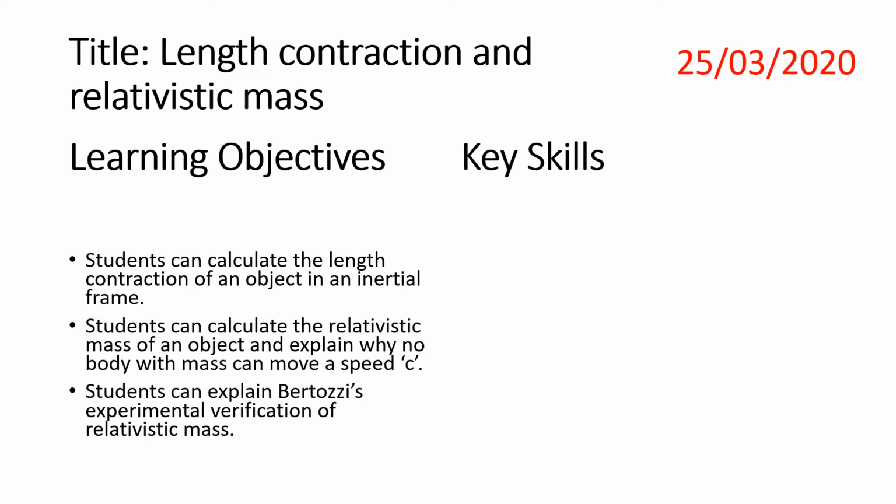Hello, today we're going to finish the turning points topic by going over length contraction and relativistic mass. By the end of today's lesson, you should be able to calculate the length contraction of an object in an inertial frame. You should be able to calculate the relativistic mass of an object and explain why no body with mass can move at speed c. And finally, you should be able to explain Bertozzi's experimental verification of relativistic mass.